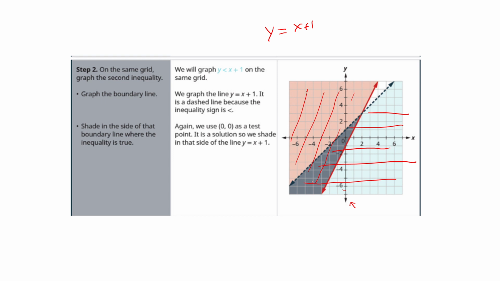If you picked any value that was in this dark shaded region, it would be a solution. It would make both of the inequalities true. So we're just doing two individual inequalities, and we're going to see where they overlap each other.